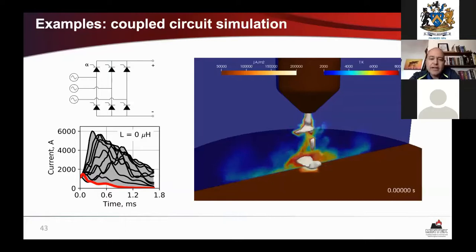And the model is calculating what happens to the arc during a single thyristor pulse cycle, which is the shortest time over which you can do any kind of power electronics control in your rectifier. So it's quite important to look at.